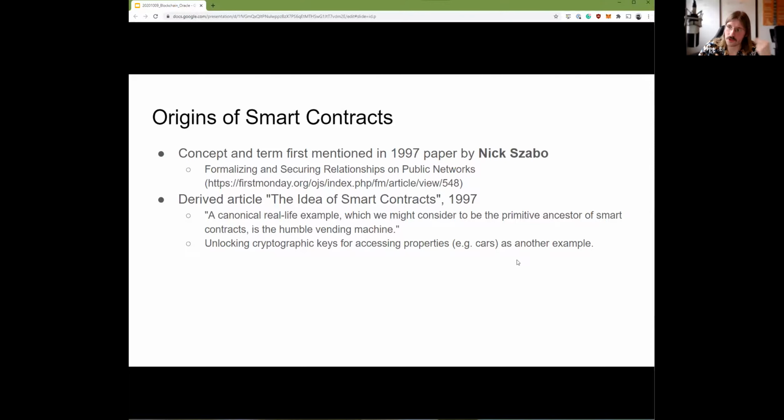And I like this very much. You put in money, there's a certain code that executes if you put enough money to get a certain product, and then it gives you the product, and therefore you execute this business transaction. Very cool. But he already envisioned more complex scenarios where you would have some sort of cryptographic key that is attached to a certain amount of payment, and it could unlock other cyber-physical objects such as cars and say, okay, you paid your monthly leasing rate or whatever, now you can unlock the car. So that was his idea of smart contracts.